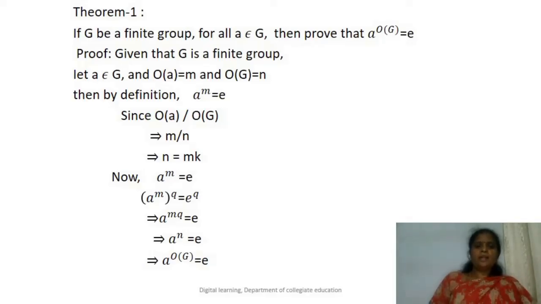So taking a power m equal to e, taking the kth power on both sides, we get a power mk equal to e power k, which is just e. So mk is n here, a power n is equal to e. Initially we have taken n as the order of G. Therefore, a to the power order of G is equal to e.